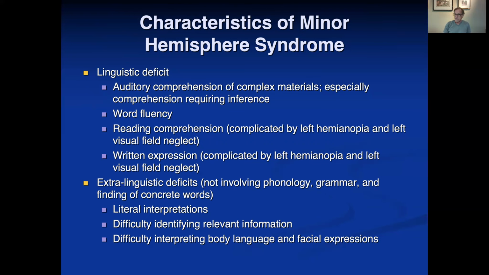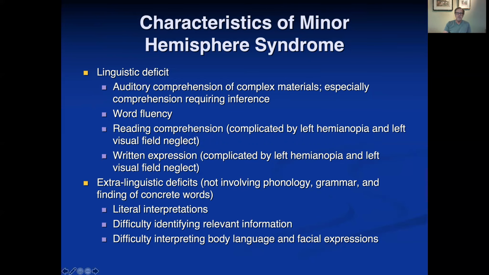Their reading comprehension is usually impaired to some extent. And keep in mind that for complex printed material, they'd have the same thing going on. The more complex it is, the more difficult. And if it requires inference, really difficult for them. But in addition to that, it may be complicated by a left hemianopia. And in people who have a minor hemisphere syndrome, typically, if they have a hemianopia, they also have a left visual field neglect. That's what it's called. It means they have no awareness of things being on the opposite side.